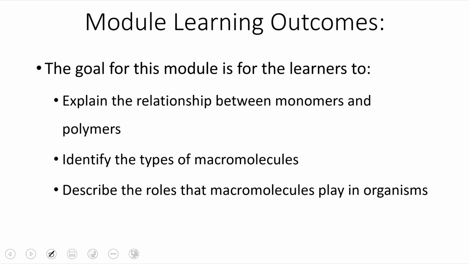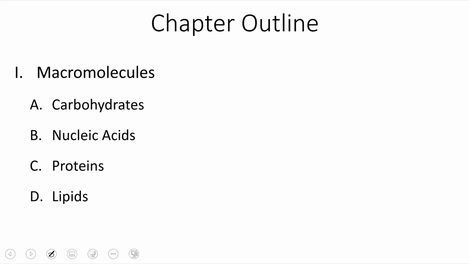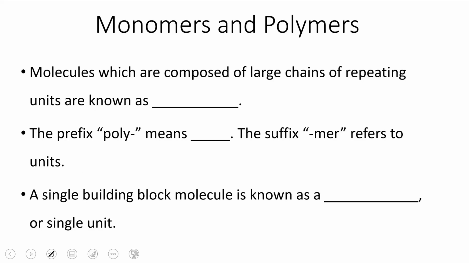The goal of this module is for learners to explain the relationship between monomers and polymers, to identify the different types of macromolecules, and to describe the roles that macromolecules play in organisms. So we'll start by discussing macromolecules as a concept, and then in our next videos we'll talk about the 4 major categories of macromolecules that make up cells, including ourselves: carbohydrates, nucleic acids, proteins, and lipids.